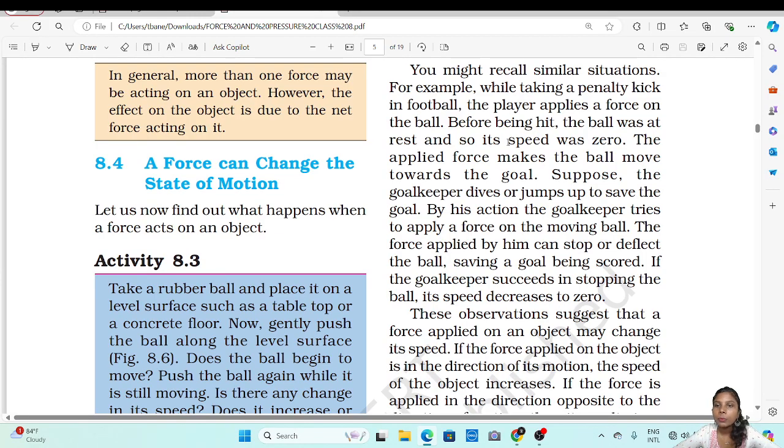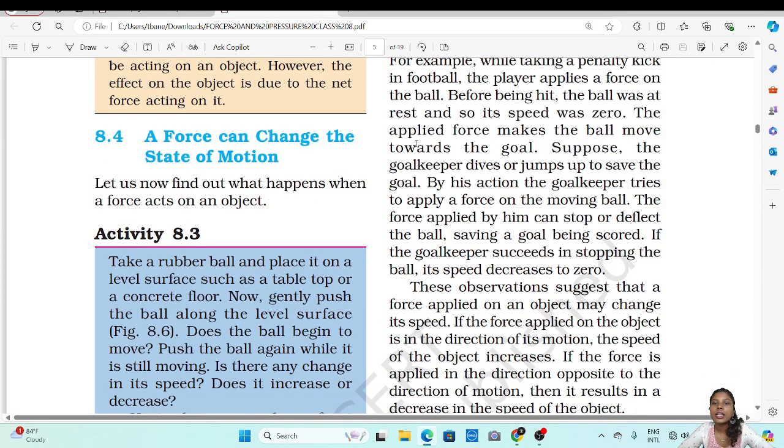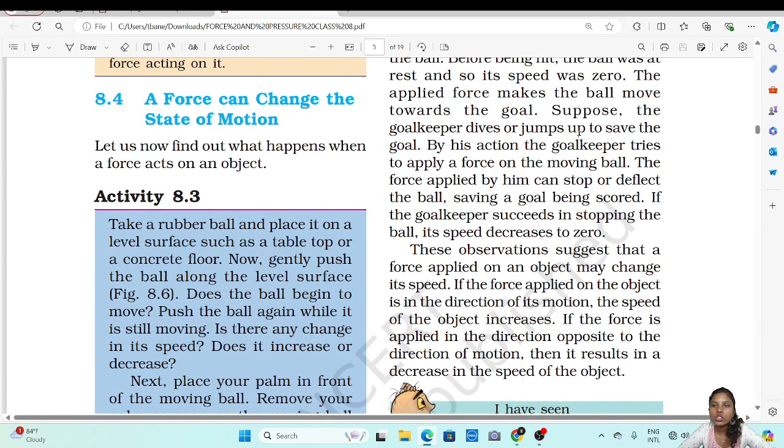But when the player kicks the ball, some speed is generated. The applied force makes the ball move towards the goal. Suppose the goalkeeper dives or jumps up to save the goal. By his action, the goalkeeper tries to apply a force on the moving ball. Similar to the force applied by the player to make the shot, a force will be applied by the goalkeeper to stop that ball. The force applied by him can stop or deflect the ball, saving a goal.